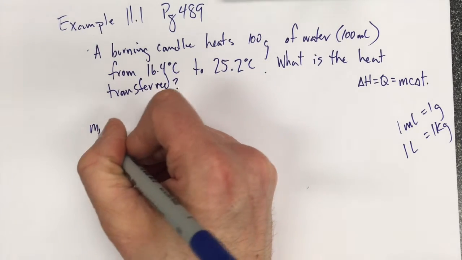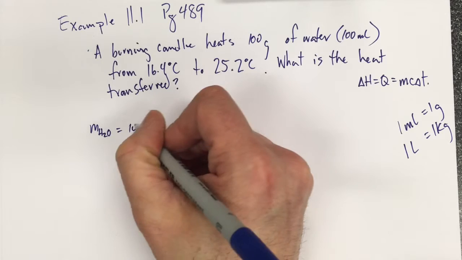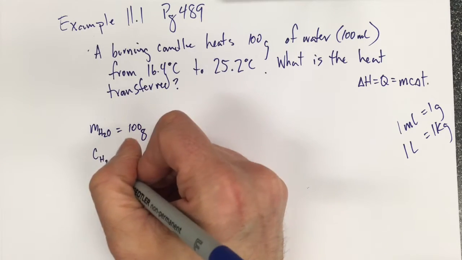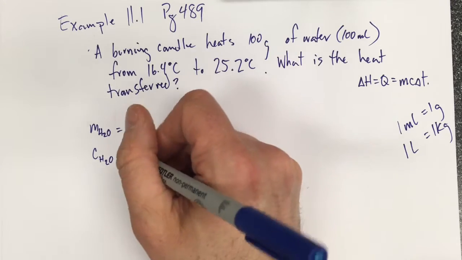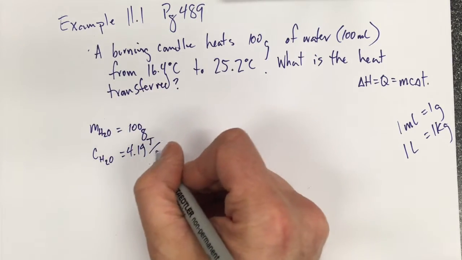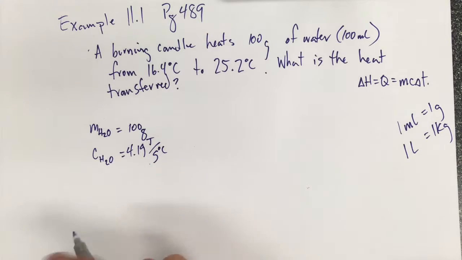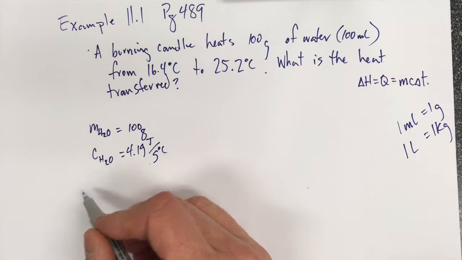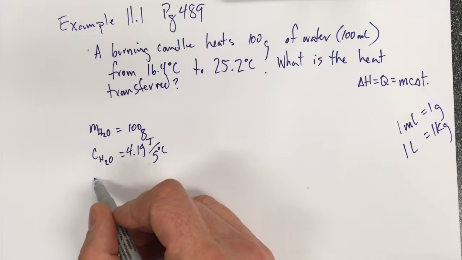So my mass of water is 100 grams. My specific heat capacity of water, because that's the chemical that's being heated, is 4.19 joules per gram degree Celsius. You'll see this number all sorts of times. It's also in your data booklet along with aluminum and iron and a few other chemicals.